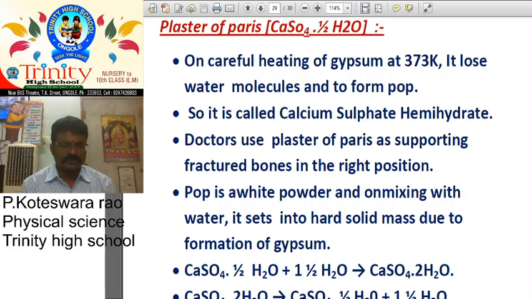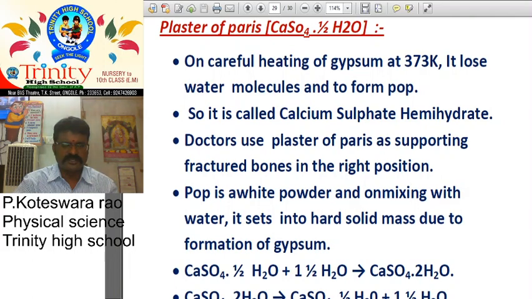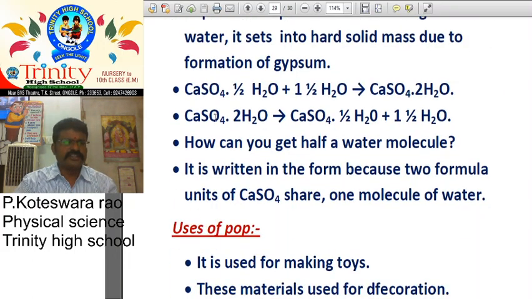It loses some water molecules. Do you know, while heating any hydrated substance, it must lose some water molecules. Some water molecules are lost from that gypsum, and finally what do we obtain? We obtain POP, plaster of Paris. What about that formula? Here, CaSO4·2H2O.